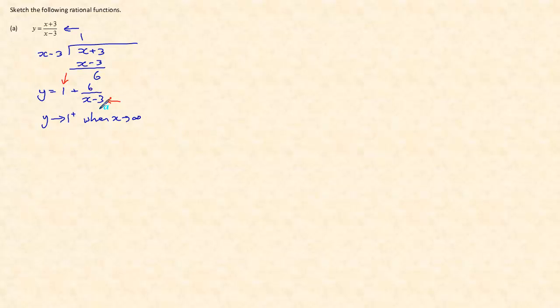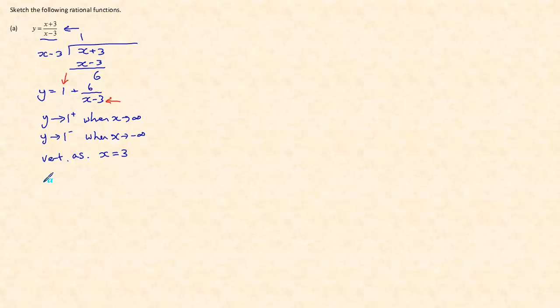But if x is large and negative, then we'll have 6 divided by a large negative. That's going to be close to 0 from below. So y is going to tend to 1 from below when x tends to negative infinity. From here we can see that we have a vertical asymptote when x is equal to 3.